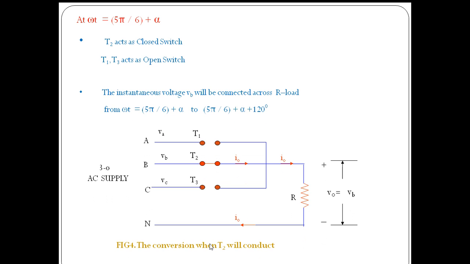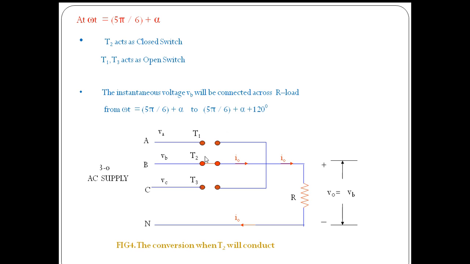So at the instant 5π/6 + α, after 120 degrees, if we observe, earlier T1 was in conduction, now T2 will be in conduction as it is subjected to more forward bias, and the other two will be off. T1 and T3 will act like an open switch. T2 is acting like a closed switch. The instantaneous voltage VB will be connected across R load from 5π/6 + α to 5π/6 + α + 120 degrees.